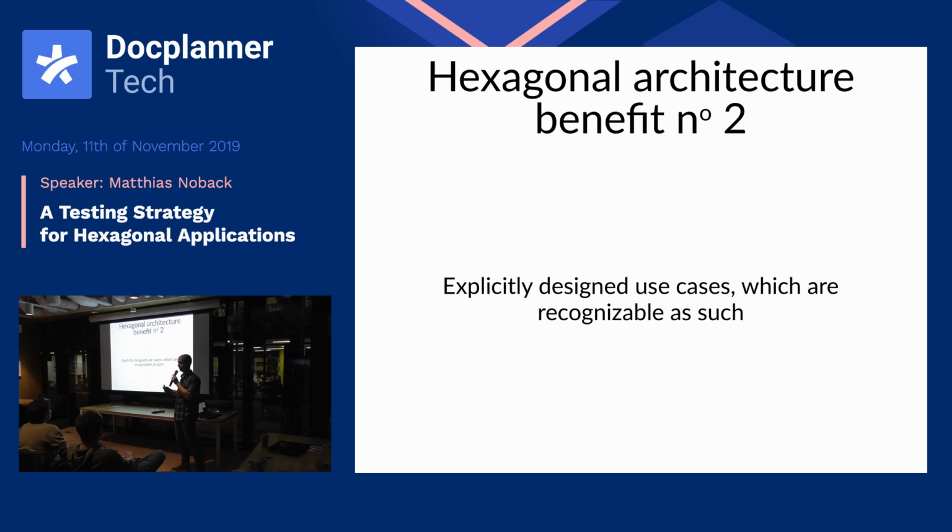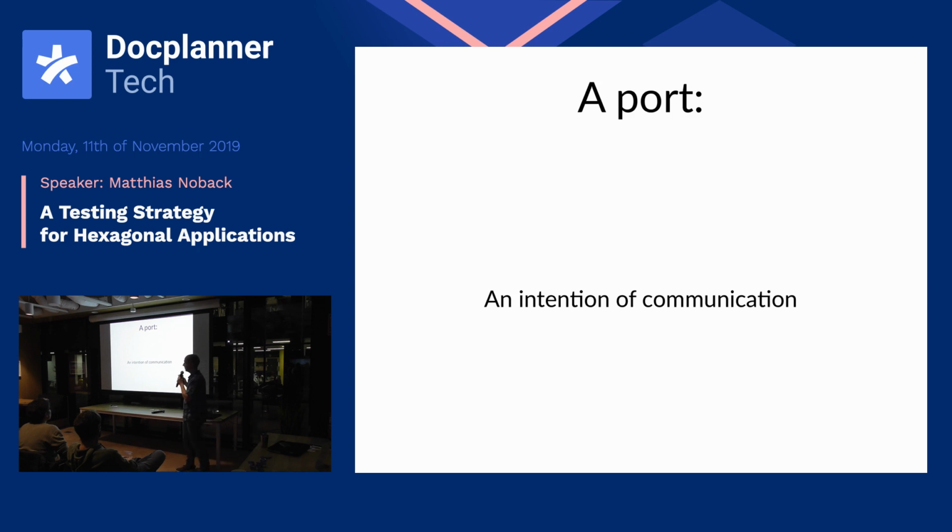Another thing about hexagonal architecture, like benefit number 2, you could say, depending on your preference, maybe it's benefit number 1, is explicitly designed use cases. So anything you can do with your application is right there, modeled as a single class or maybe as an interface, and it's clear what this use case is, and it's modeled completely separated from its infrastructural connections to the world outside. Because a port, I'm not sure if we use the same words there, but a port is an intention of communication. Some communication is going to go on here between something in the world outside and our application.